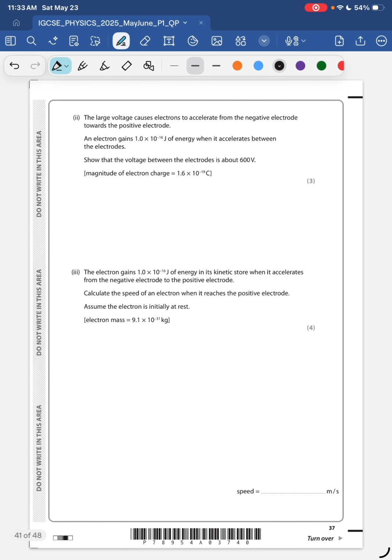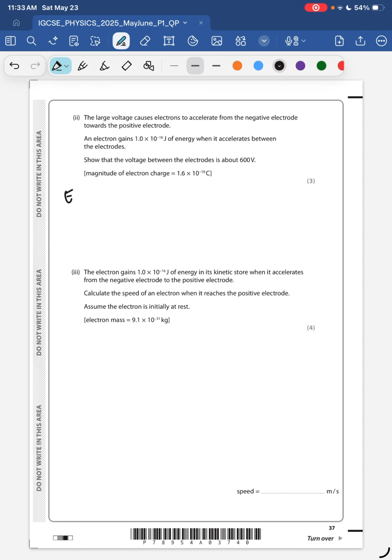The large voltage causes electrons to accelerate from the negative electrode towards the positive electrode. An electron gains 1 times 10 to the negative 16 joules of energy when it accelerates between the electrodes. Show that the voltage between the electrodes is about 600 volts. And they give you the magnitude of the electron charge as 1.6 times 10 to the negative 19 coulombs.